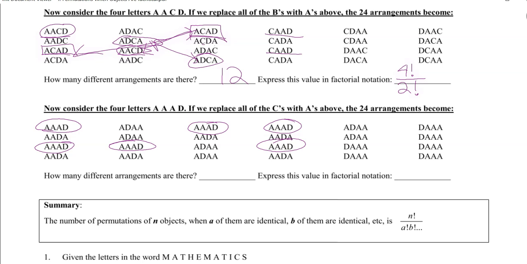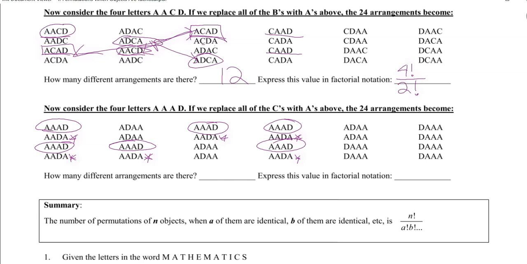All right, so how many of these do we have? 1, 2, 3, 4, 5, 6. Any others? All right, so if 6 of these are the same, then for the 24 arrangements, in our AADA there's 6 of those as well. So how many different arrangements do we have? It's only 4. One way to think of that is, where's the D?